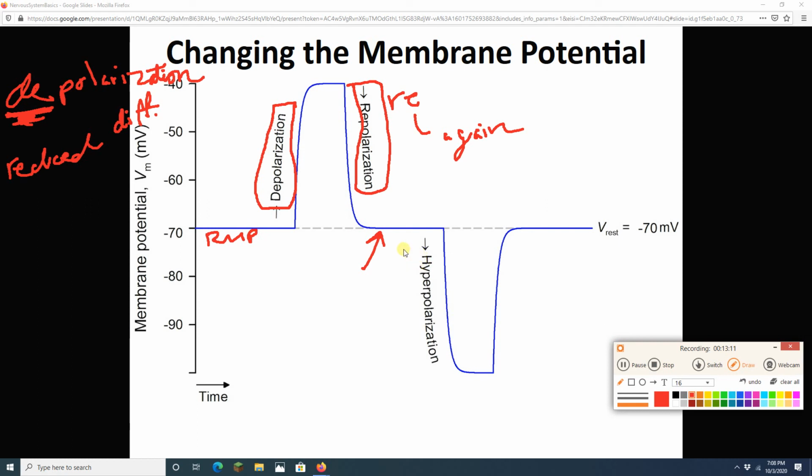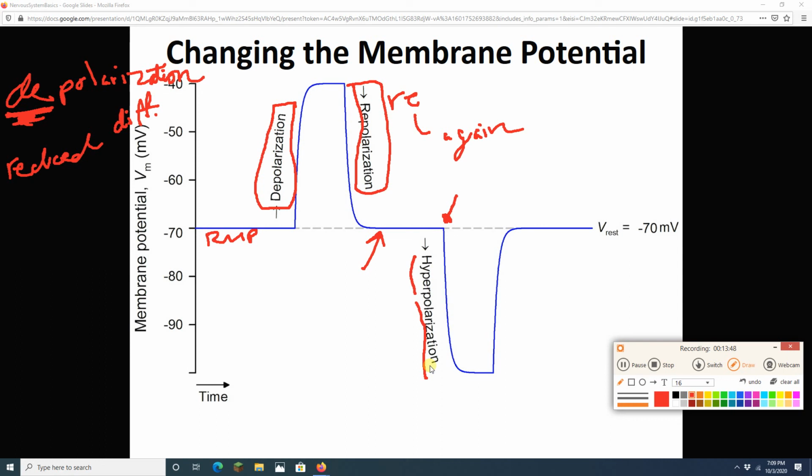Okay. All right. Another change happens right here. In this case, our membrane potential gets more negative. It's even more different. That's not very good English, but it's the way I like to say it. More different than the outside. So because it's more different, we are saying it is hyperpolarization.